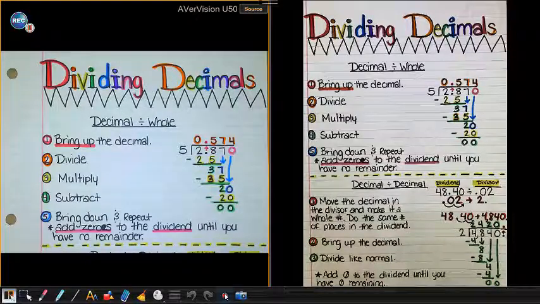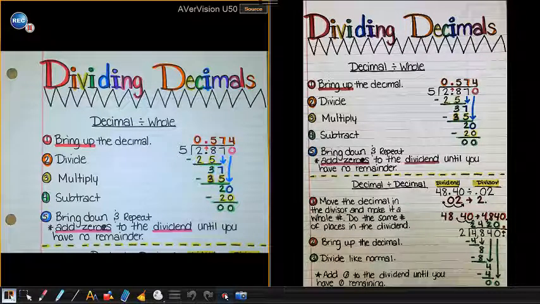So, here is my anchor chart, and as you can see, I placed it on the right side of the screen so that you guys can see it as you are solving. It's super important that you are either printing out the anchor chart or writing it down. It will help you when you're actually doing the assignments.